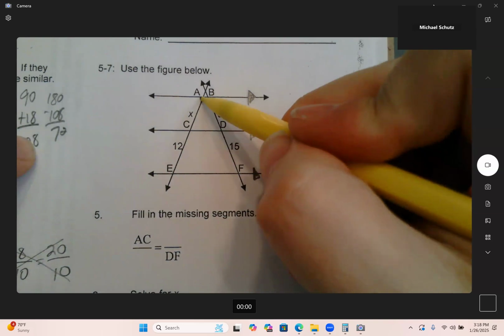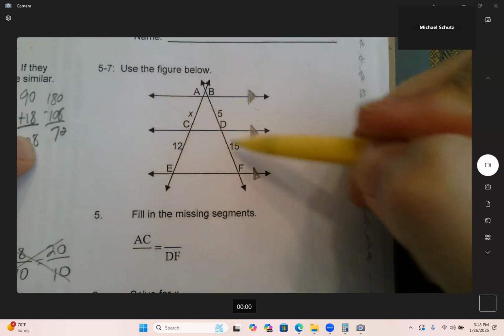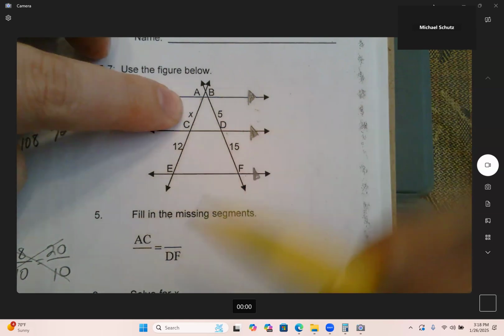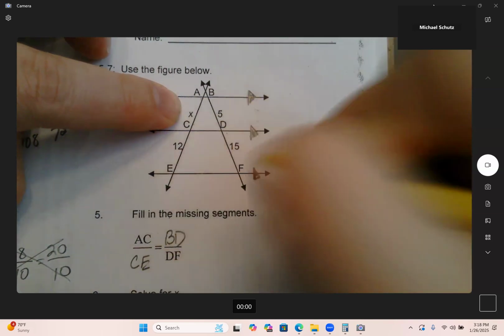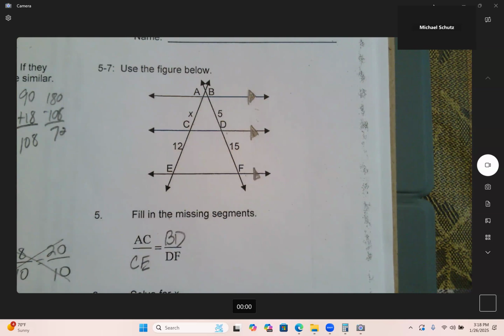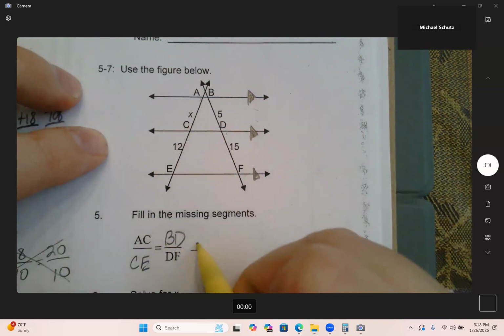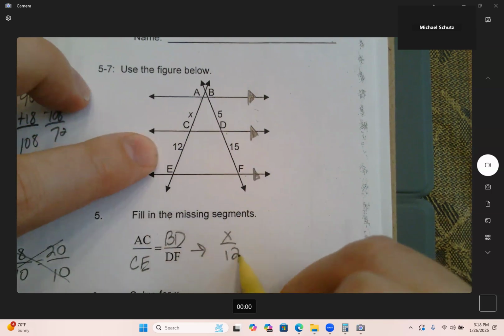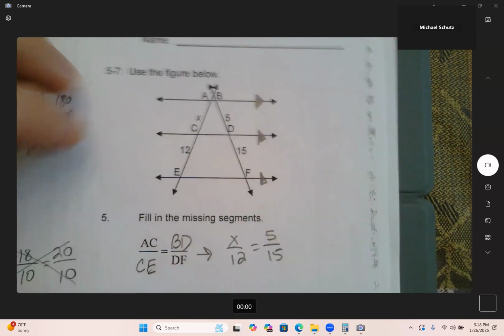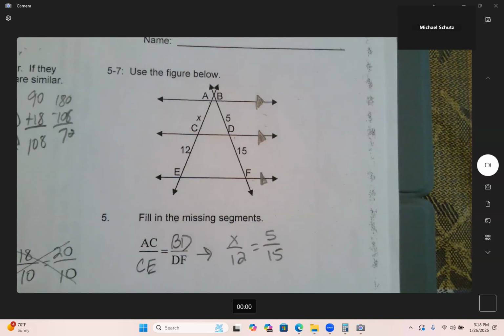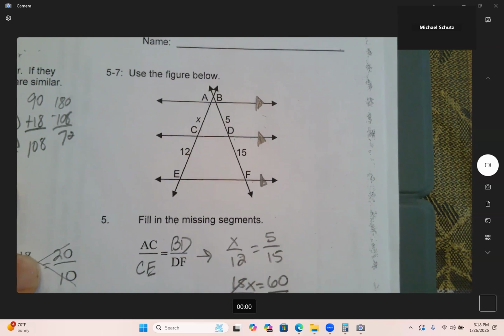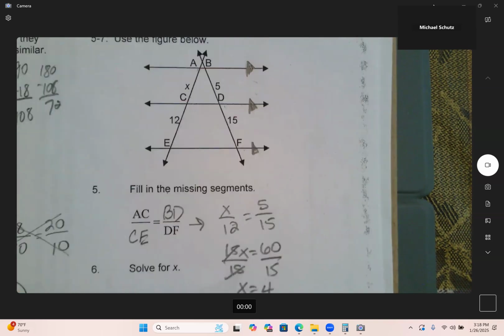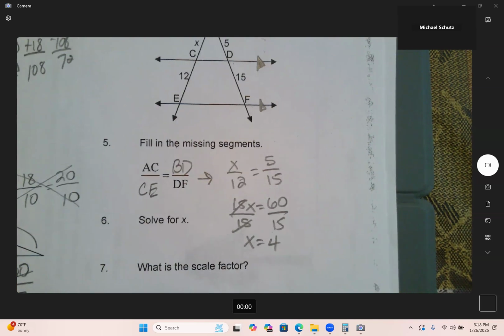All right, so AC, and then over here we have DF. So it'd have to be AC over CE equals BD over DF. Okay. So if I fill in the numbers with this one, it would be X over 12 equals 5 over 15, like that. So we're going to solve for X. 15X equals 12 times 5 is 60. 60 divided by 15 is 4.